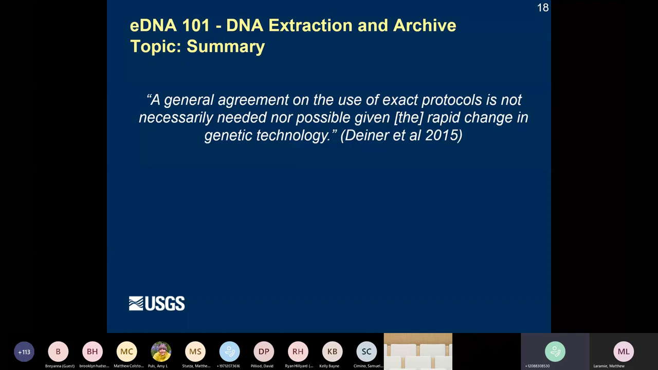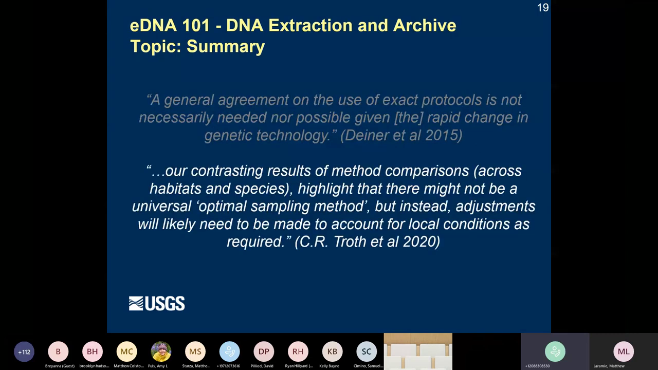And then, to wrap up here, I wanted to share a line from the comparison paper that we looked at earlier with the four invertebrate species. It says, a general agreement on the use of exact protocols is not necessarily needed nor possible given the rapid change in genetic technology. And more recently, another methods comparison paper states that the contrasting results of methods comparisons across habitats and species highlight that there might not be a universal optimal sampling method, but instead adjustments will likely need to be made to account for local conditions as required.